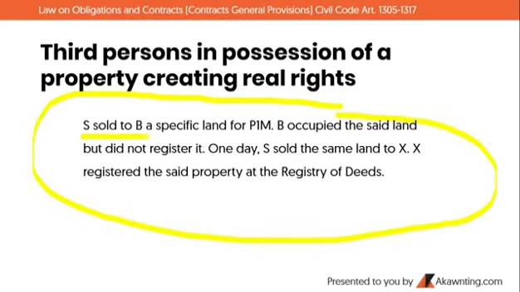S sold to B a specific land for 1 million. So, this is a contract between S and B only. B occupied the said land, but did not register it. One day, S sold the same land to X. X registered the said property at the registry of deeds.